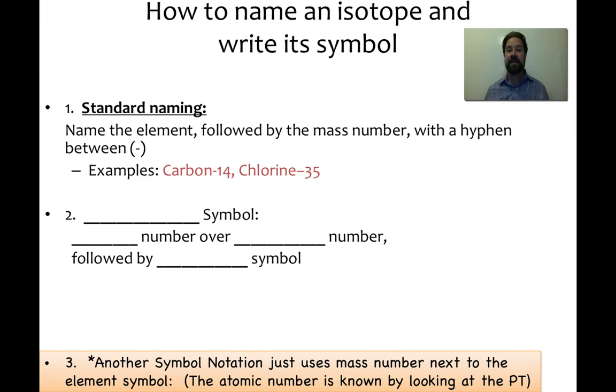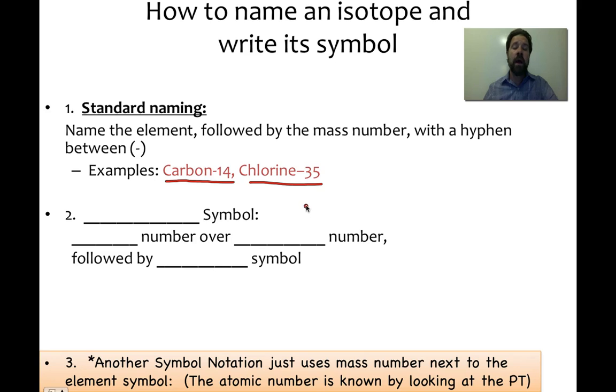Okay, next, how do we write an isotope? Name an isotope and write its symbol. The simplest thing is the standard naming format. So here you see that all you really do is name the element followed by the mass number with a hyphen in between. So carbon-14 that I just mentioned for those radioactive tests would be written like this: carbon hyphen or dash 14. Here's chlorine-35.